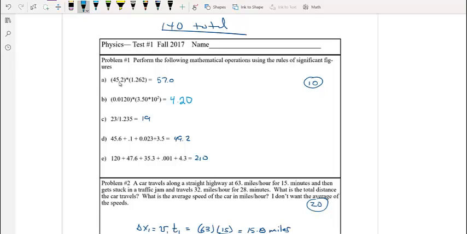Here we have 2 significant figures and 4 significant figures. So for multiplication and division, you take the term with the least number of significant figures, which in this case is 2. So the answer is 2.